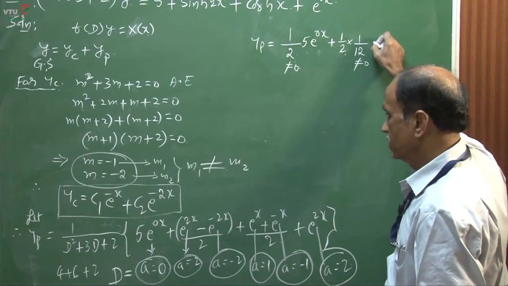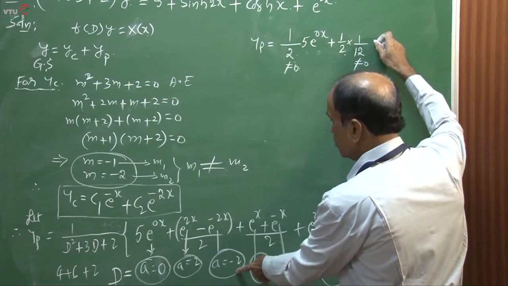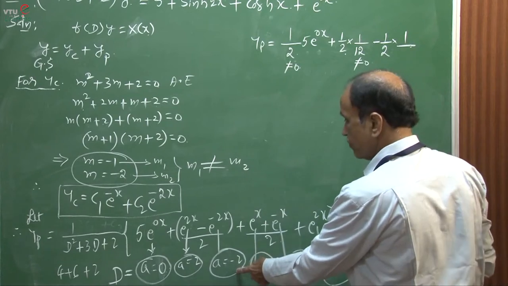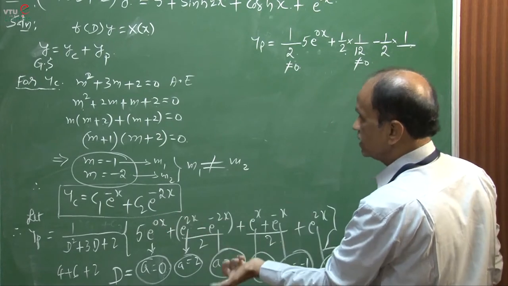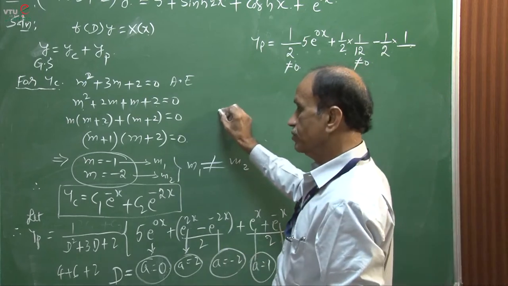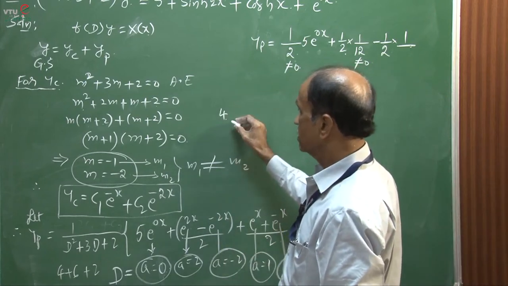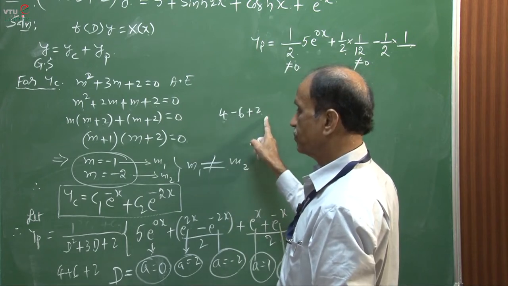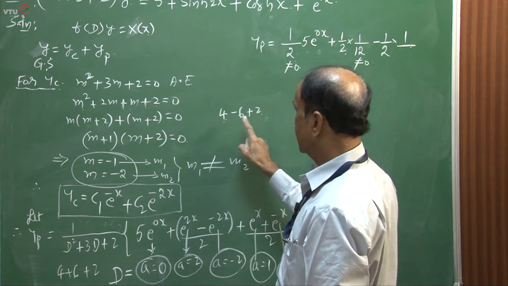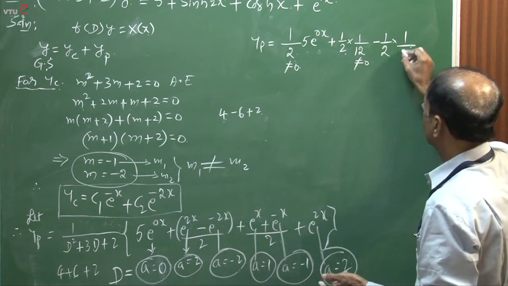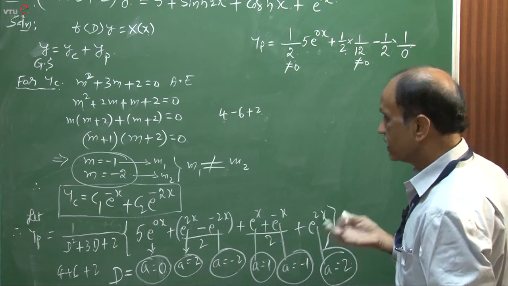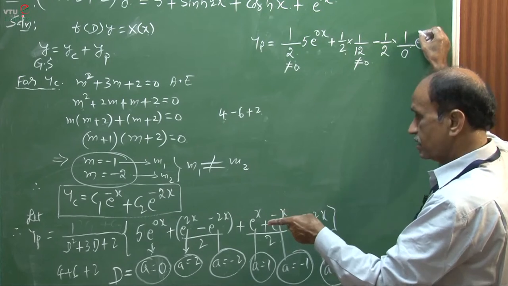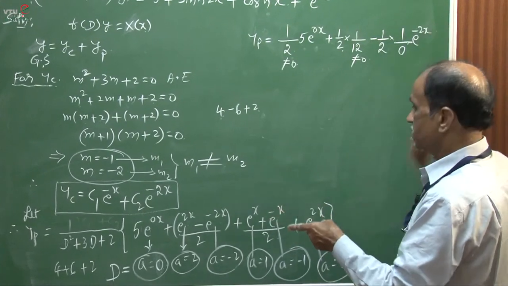Next one is -(1/2) with a = -2. Replace D by a = -2: that becomes 4 - 6 + 2, that is 4 + 2 = 6, and minus 6, which is 0. This is a case of failure, then you must write 0. This is a case of failure. Then e^(-2x). This is one term.